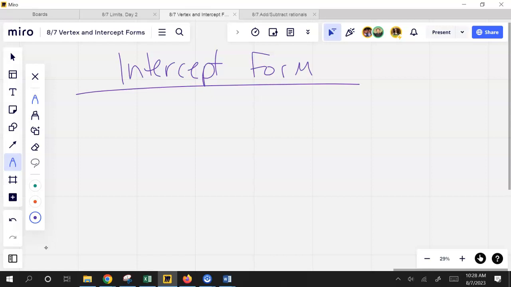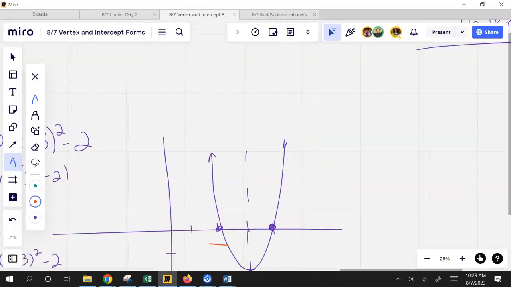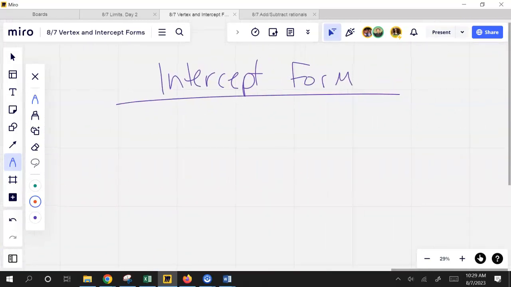Which means I could potentially have how many? If you think about the way a parabola is. 2, right? I could potentially have 2 intercepts. So that's why intercept form is kind of handy. So here's what it looks like.